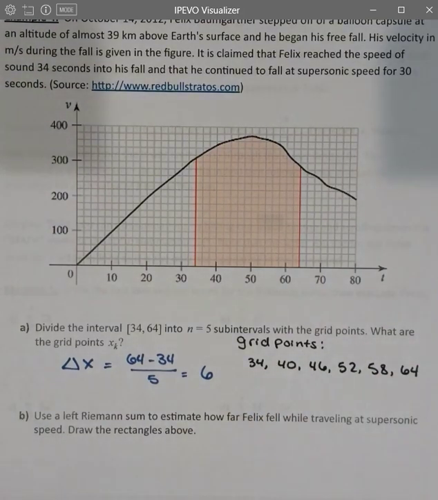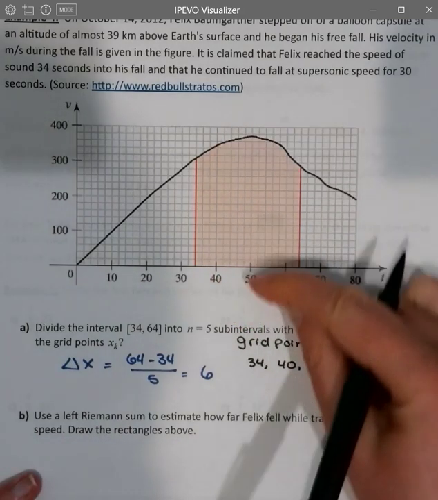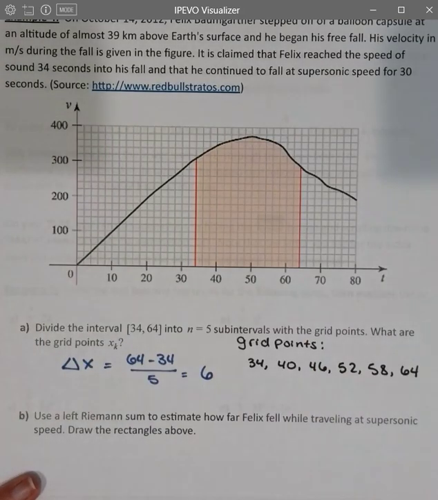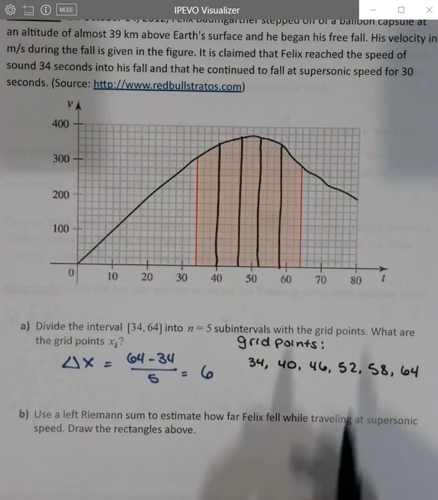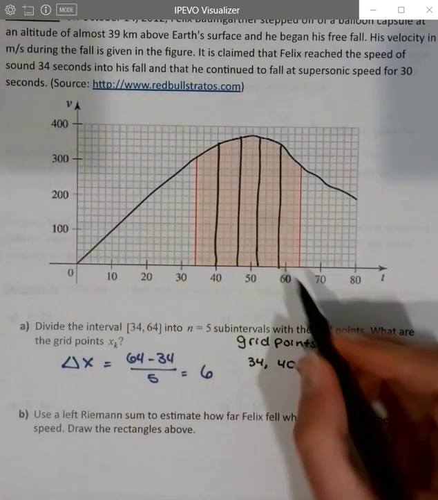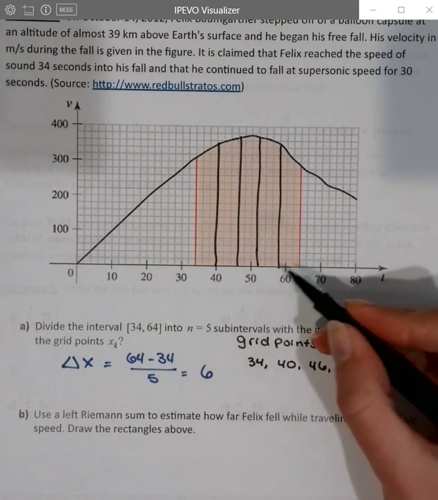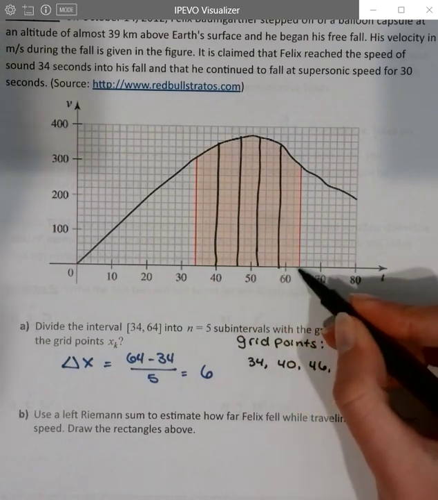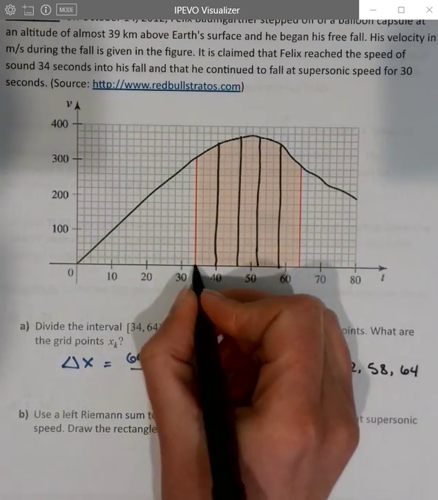Okay, so since I don't have a function for this, I'm going to be using the graph. I'm going to draw the intervals. I'm going to pause so I can draw. Okay, so we have our grid points, again, the 34, 40, 46, or 52, I meant to say 58, and then 64. So those are our grid points.